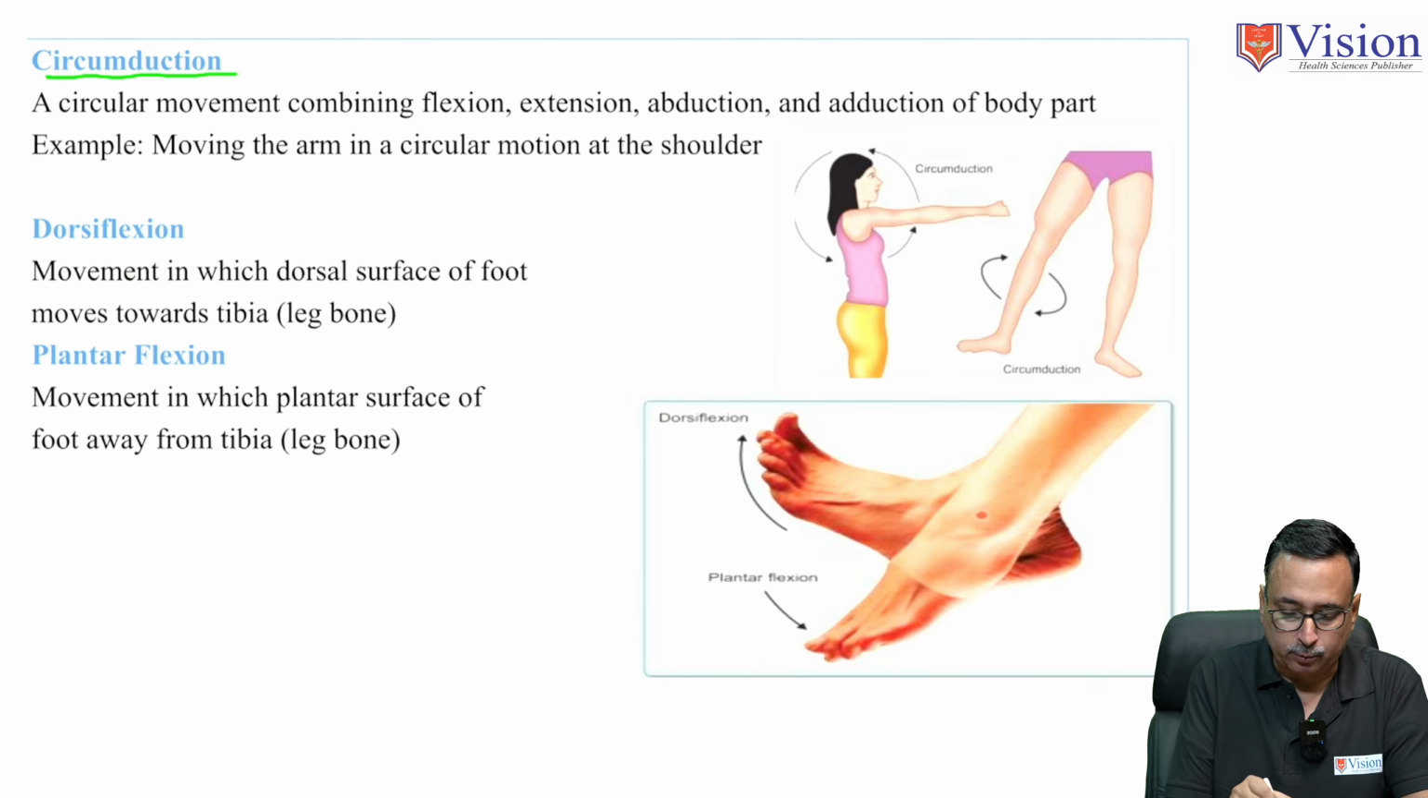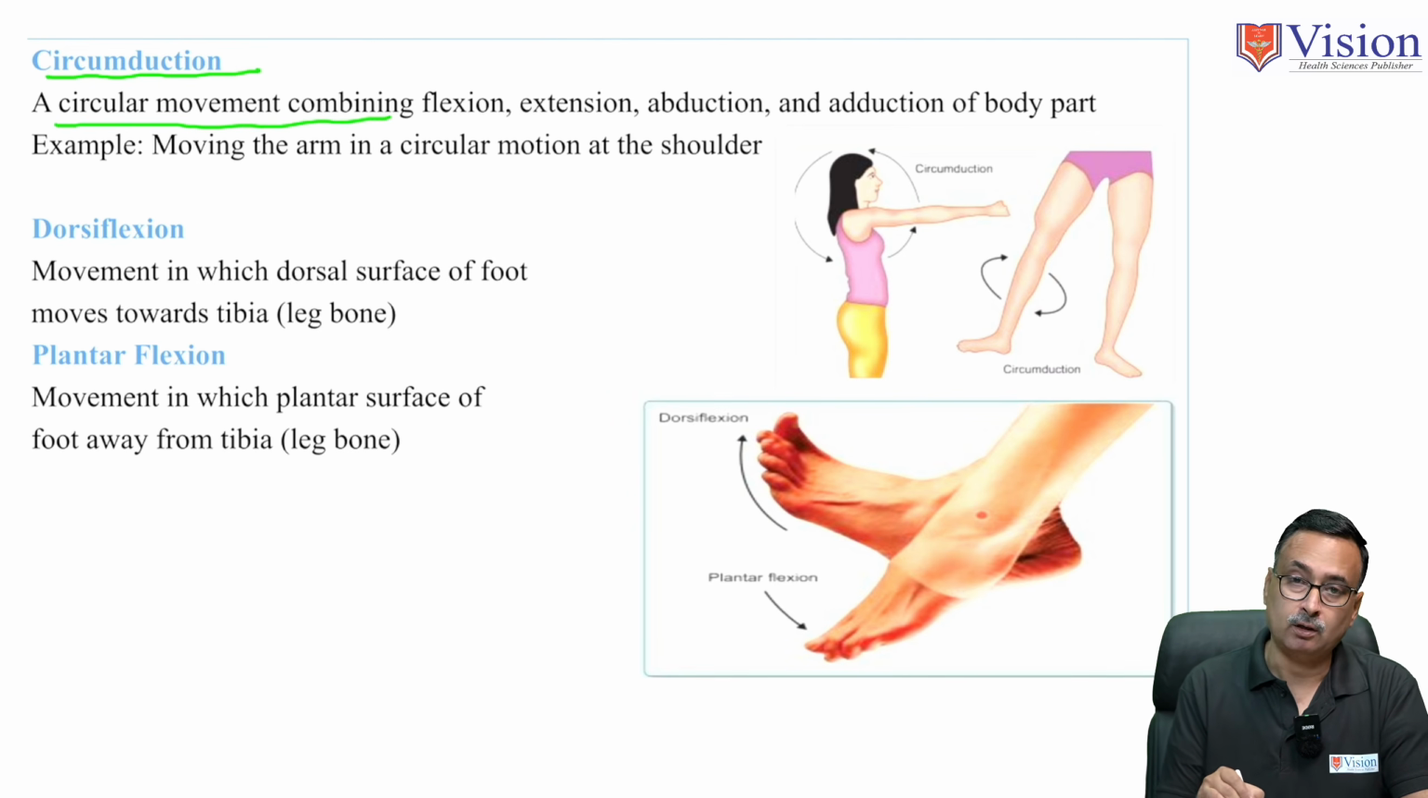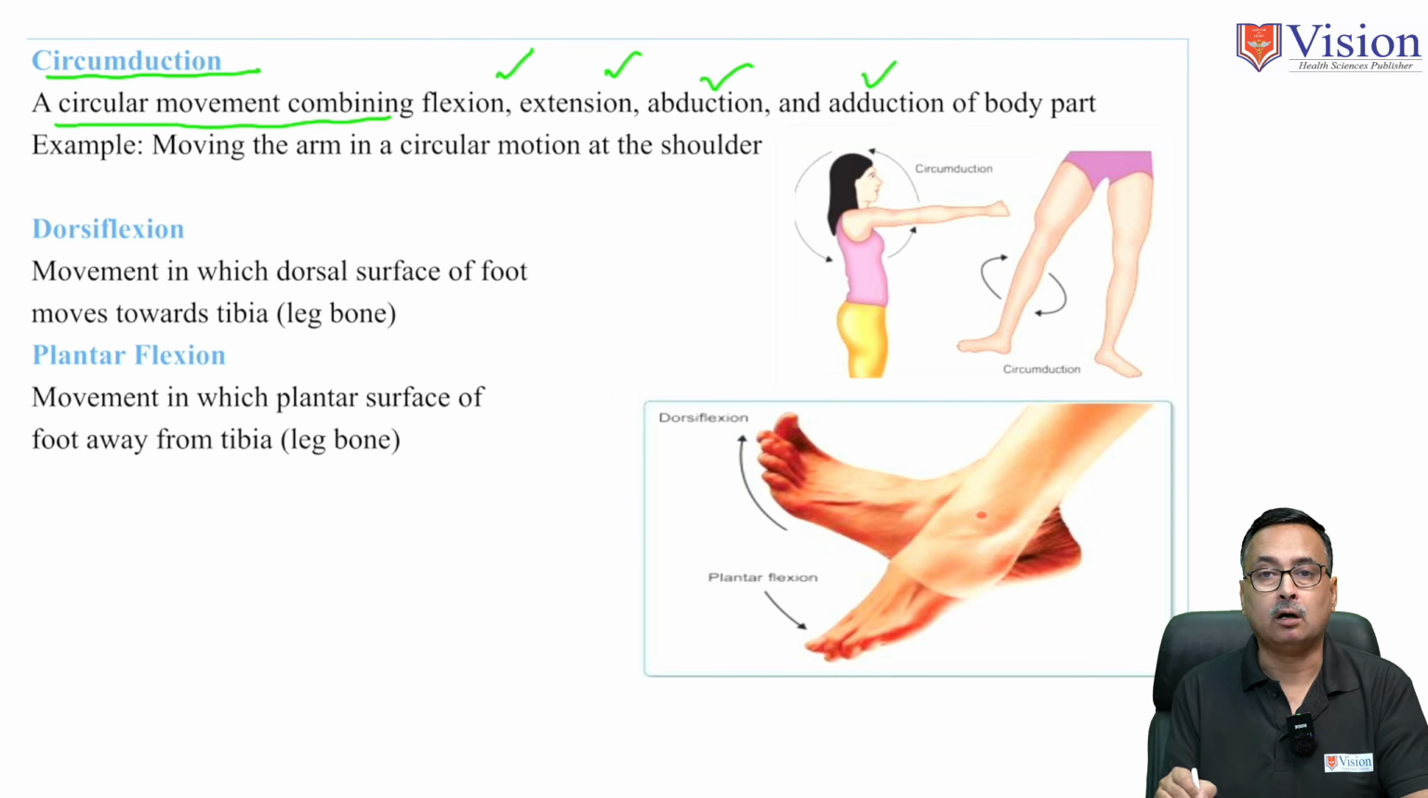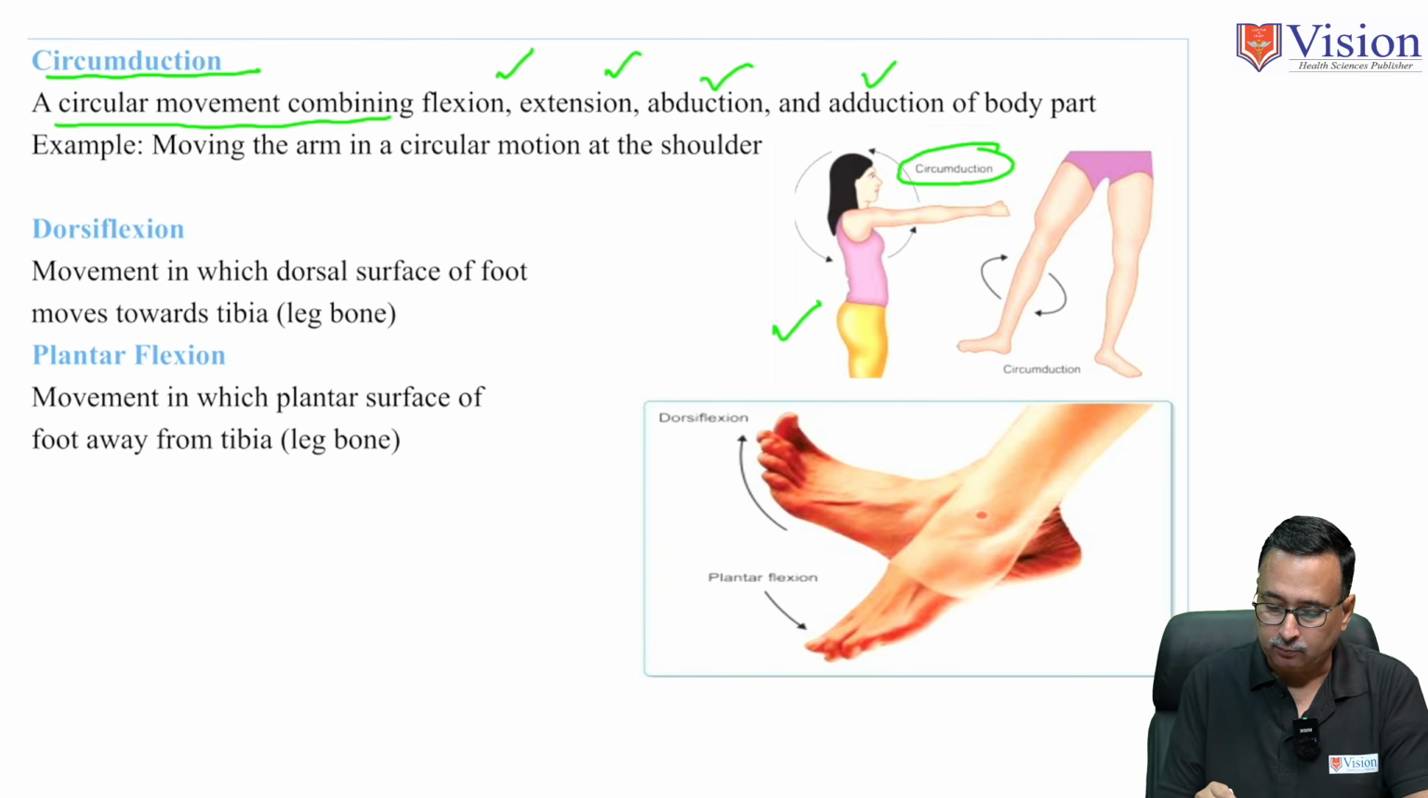Another movement is circumduction. Circumduction is a type of movement where flexion, extension, abduction, and adduction simultaneously take part. As in this diagram, the girl is rotating the arm in a circumduction way. So all four movements take part.